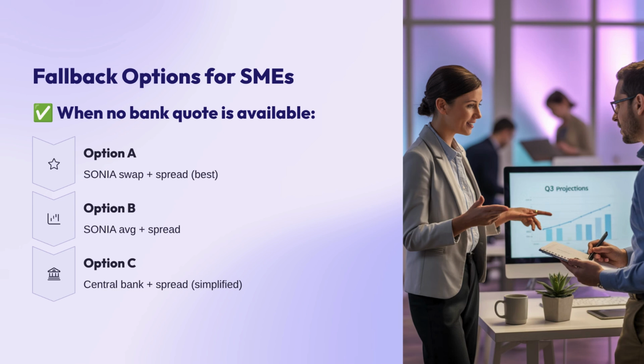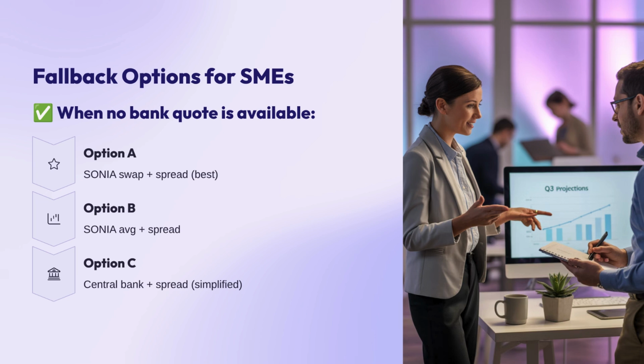SME example, using a simplified OBR. Now let's say you're working with a small entity that doesn't have recent borrowing activity or a formal credit rating. Under FRS 102, they can apply a simplified approach using SONIA and a standardized credit spread. For example, you've got an unsecured IT lease for 3 years.